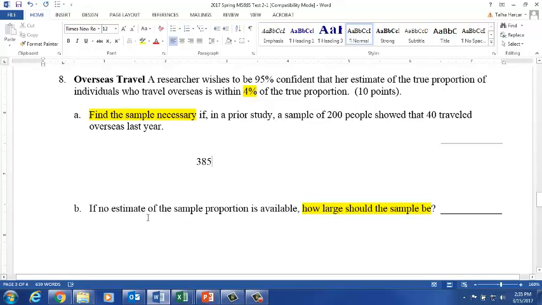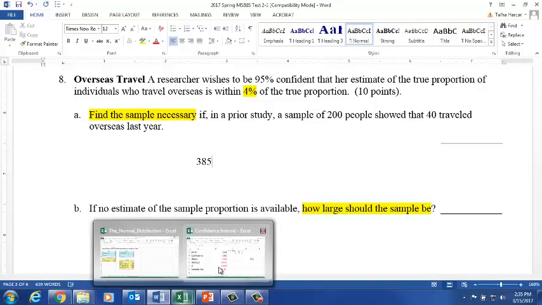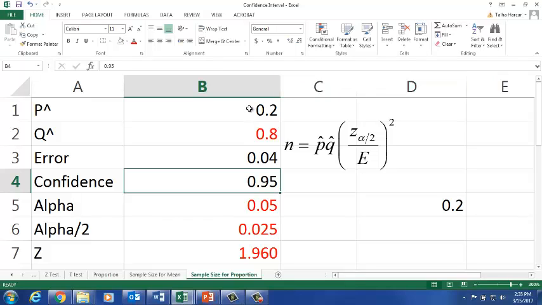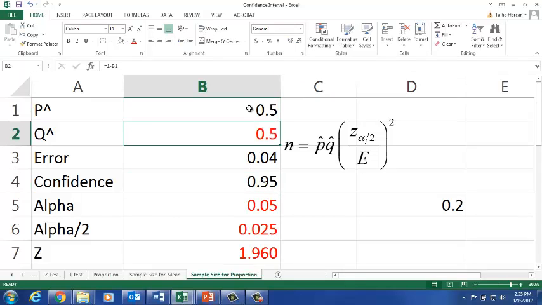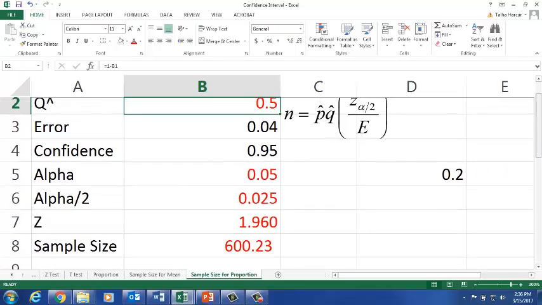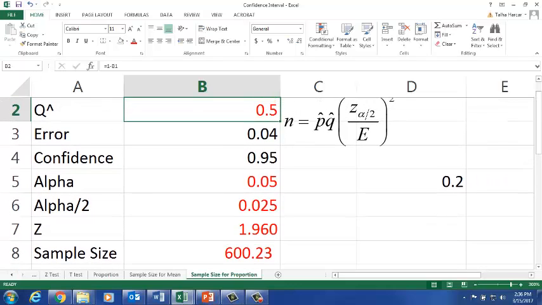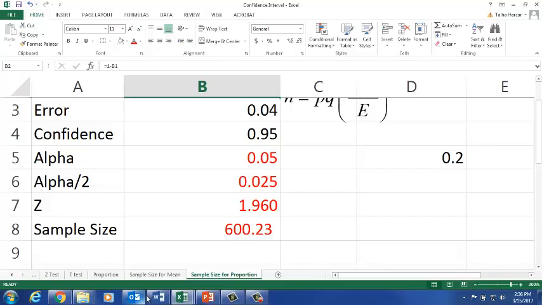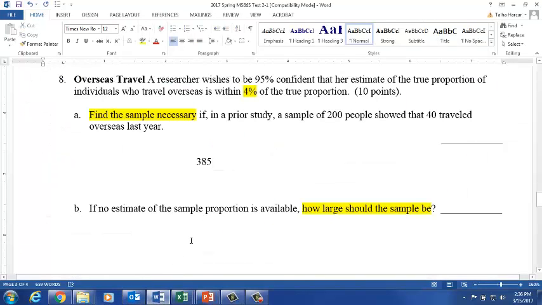For the second question, remember I said during the lecture that somebody will ask about there being no number here. If there is no estimate, then we need to use 50%, because 50% times 50% gives the highest sample size, which gives the highest confidence. So I just use 50% if I don't know the numbers. The answer would be 601, rounding up again to be in a safer spot. So the answer for this is 601.